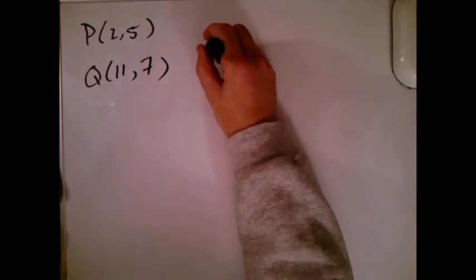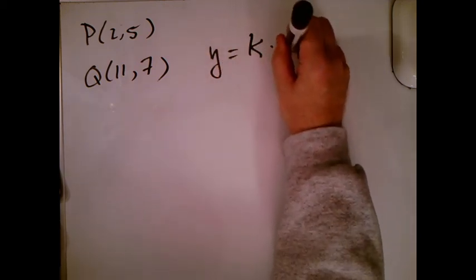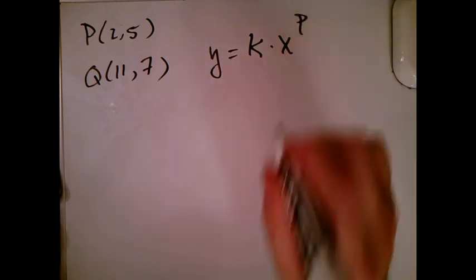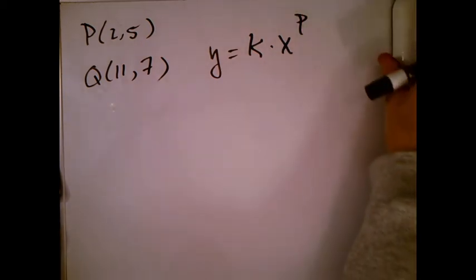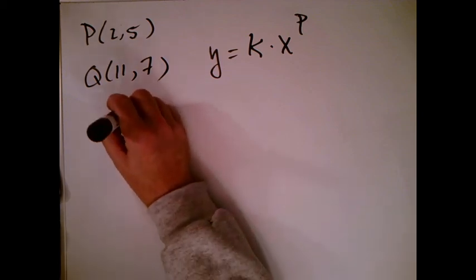So remember what a power function looks like. We have a y, we've got a coefficient, and we have x to a power. If someone says find the power function, what we're really being asked to do is just find k and just find p. But we do have 2 points. Let's write down what this means.